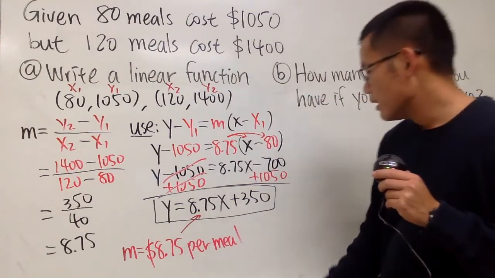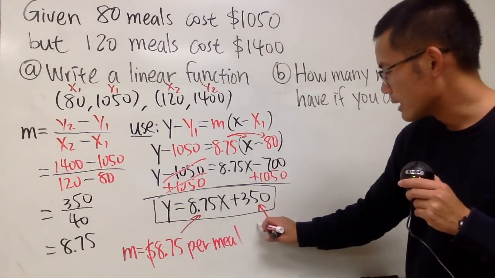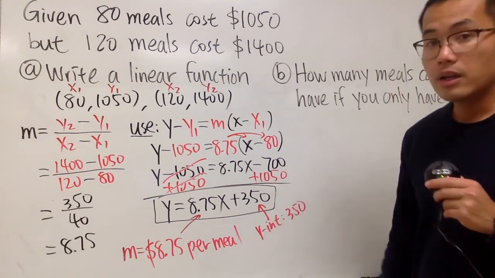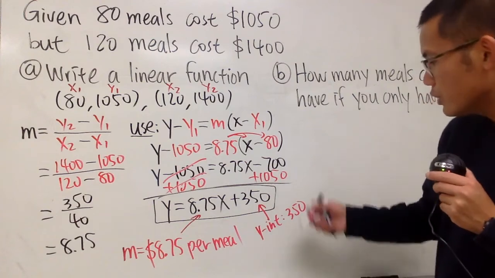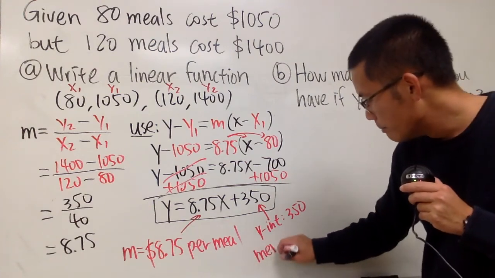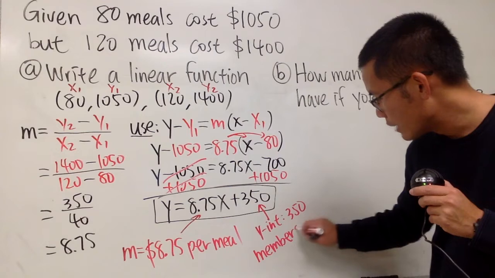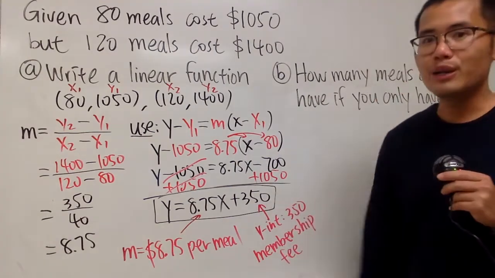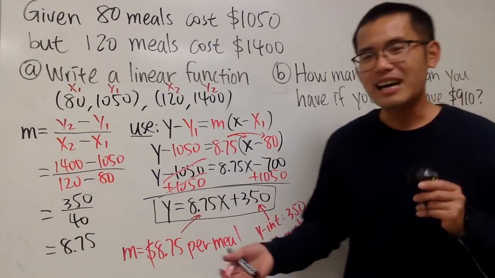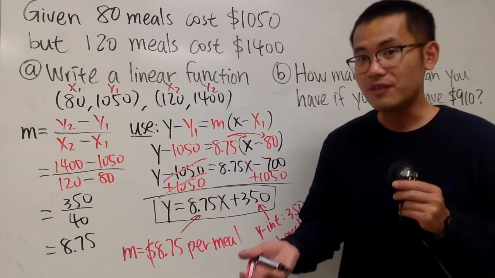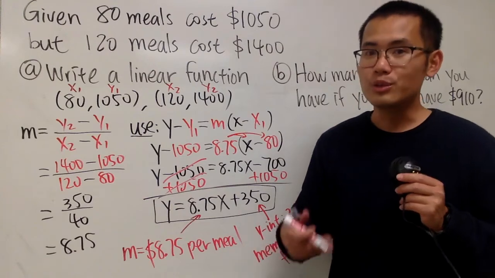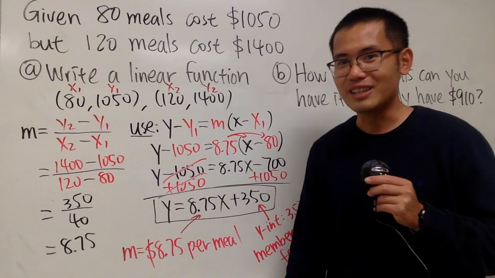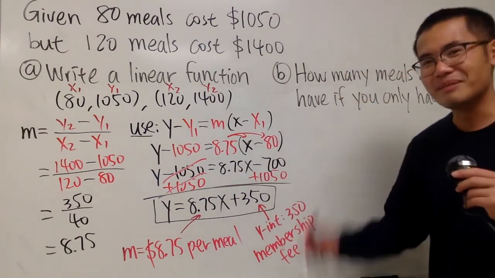Now, this right here is the y-intercept. So I will just tell you the y-intercept is 350. And what does this mean? Well, in this situation here, this is our membership fee that we have to pay before we can actually get into the cafeteria, right? So you can just imagine this is like Costco because you have to first pay the membership fee in order to go in there. But once you're in the Costco, you have to, of course, pay for the things that you buy, the items, all that stuff. So same idea.